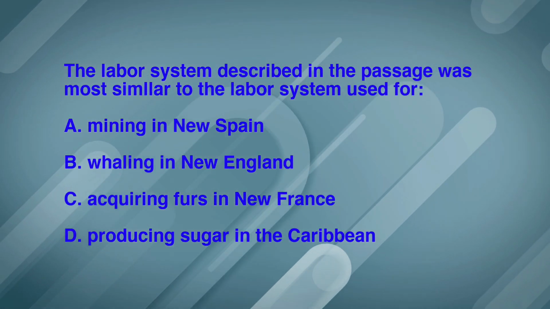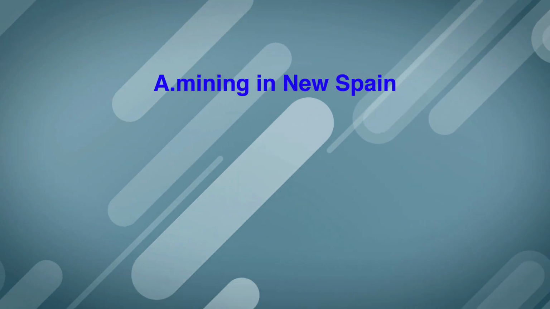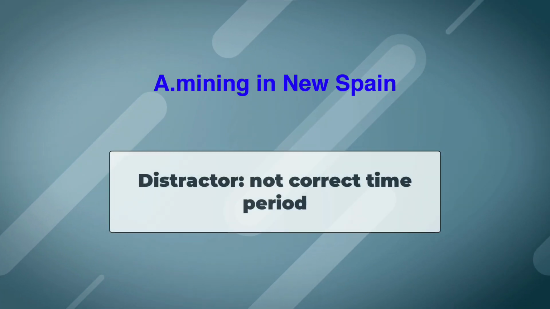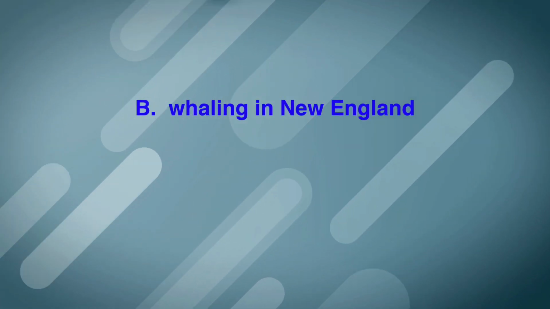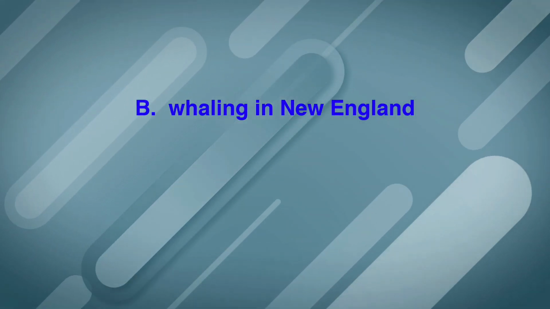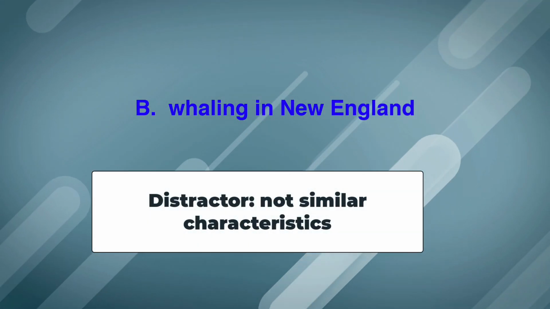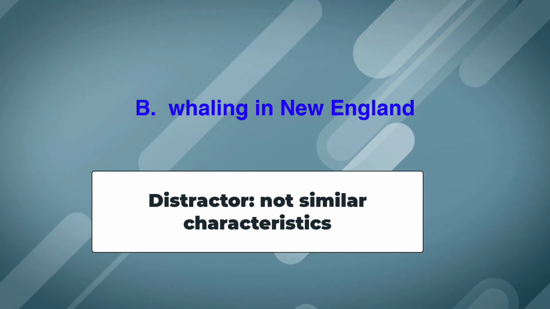So let's take a look at each one of the answers, starting with A, mining in New Spain. So mining in New Spain is true to history, but it's a distractor. It's not the correct time period. That time period was really about the encomiendas in the 1600s. Now let's take a look at B, whaling in New England. Okay, correct time period, but there really aren't any similar characteristics. It's in the wrong region for us to really give a similarity. This isn't about farming in a slavery type system.